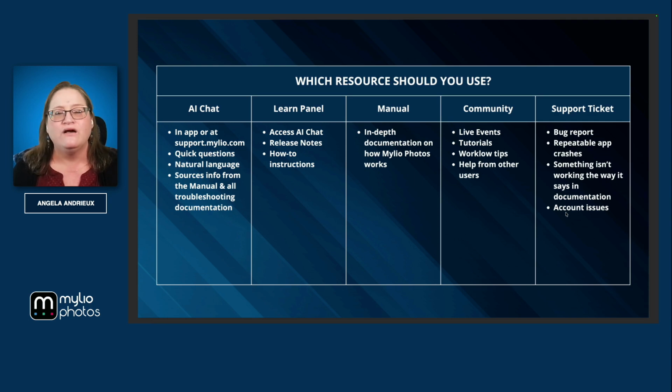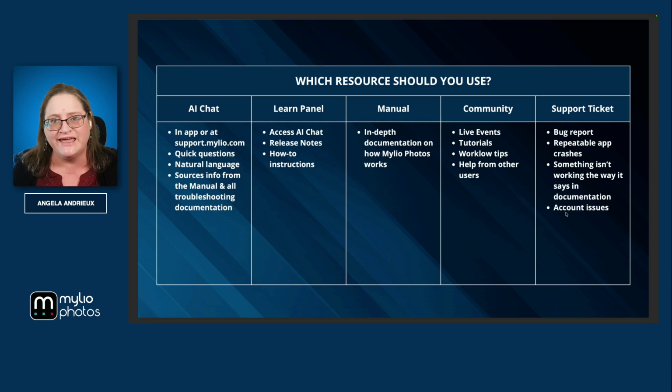When something's not working correctly, if you're not able to solve it yourself, or the application seems broken or something like that, that's when we have you fill out a support ticket. This is for bug reports, repeatable app crashes. If the app crashes once, don't stress it. If it starts crashing repeatedly, and it's doing it when you do a certain set of things, absolutely let us know. We need to know those things so we can fix them. If something's not working the way it says in the documentation, again, let us know, file that support ticket.